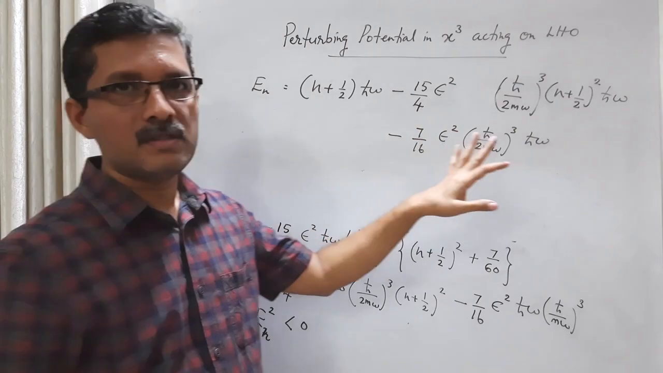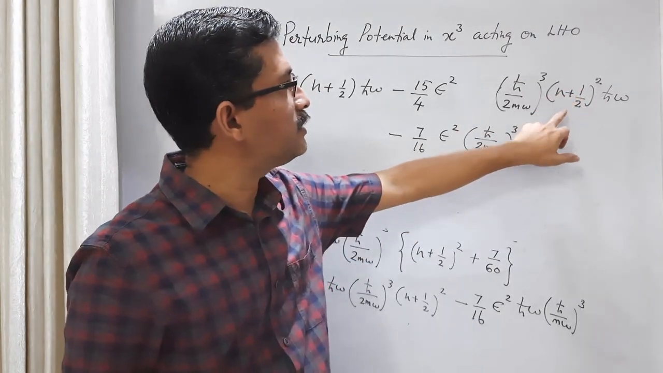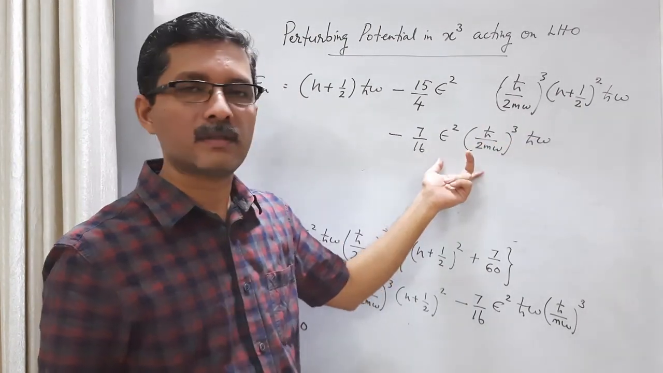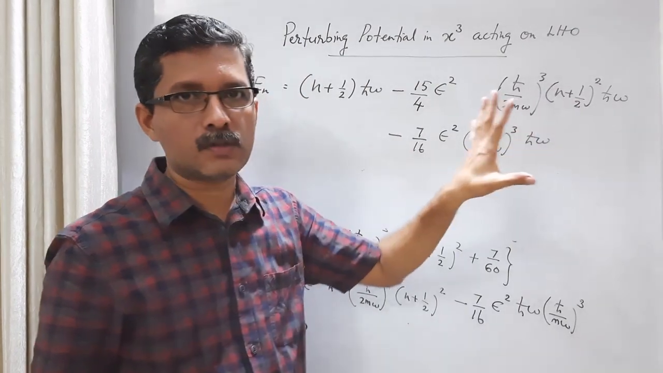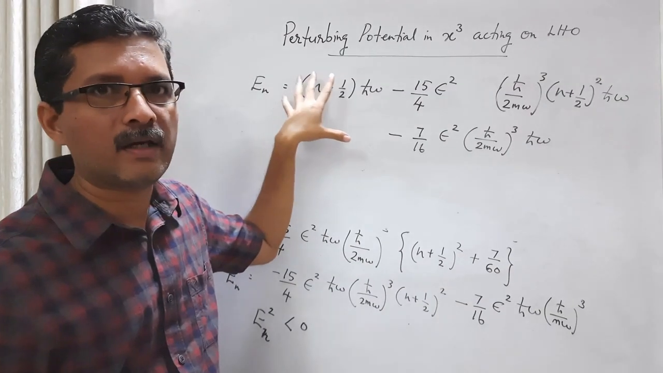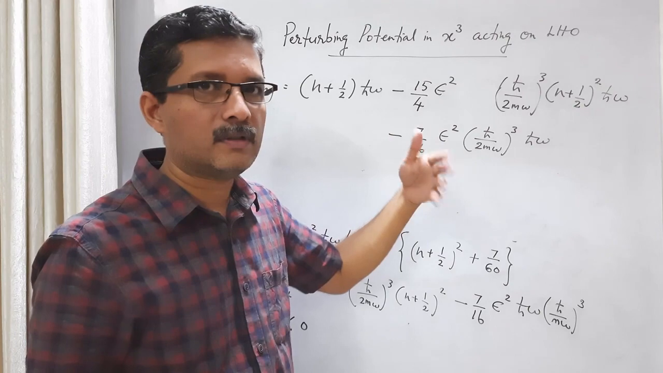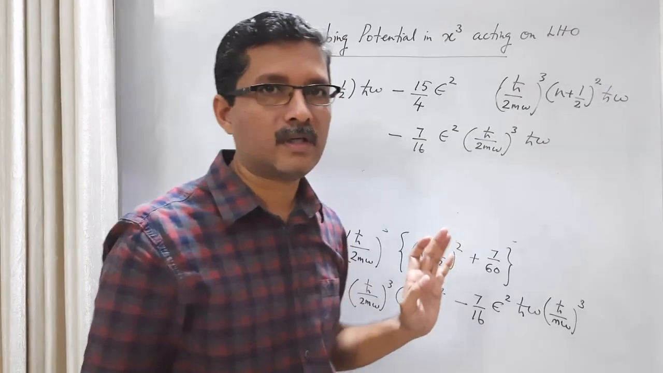So what you can notice is that the anharmonicity term will contribute to an energy which is proportional to n plus half whole square. There is also a constant, but this is more interesting. n plus half whole square depends on n here. In a normal harmonic oscillator, the energy levels vary like n plus half h cross omega. For the cubic anharmonicity, there is a term like n plus half whole square h cross omega.